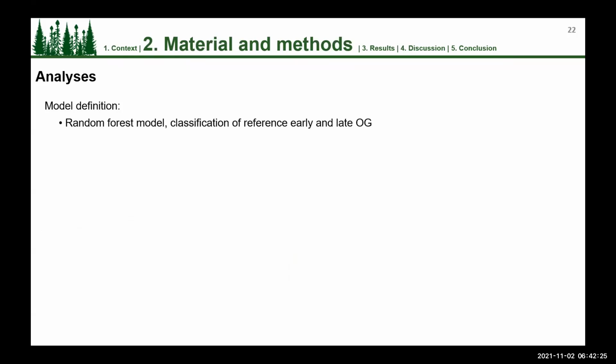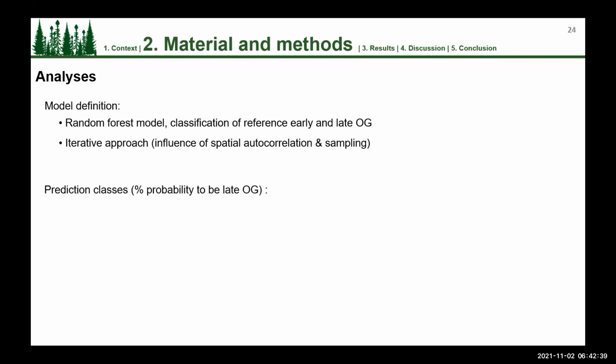We try to classify the reference on early and late old growth based on the ALS indices. We also use an iterative approach with resampling to try to evaluate the influence of spatial autocorrelation on possible sample bias in our results. At each iteration, we predicted for the undefined old growth forest within the study area and for the field plots the probability of a type to be classified as late old growth forest.